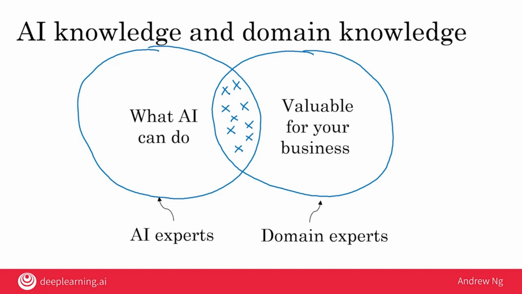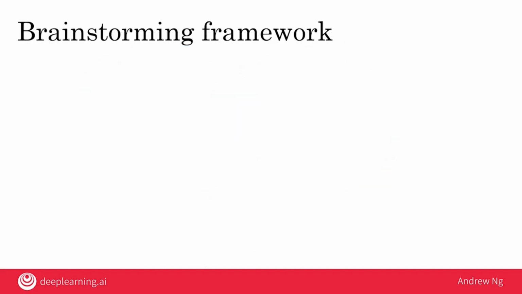So sometimes we also call these cross-functional teams, and that just means a team that includes both AI experts as well as domain experts, meaning experts in your area of business. When brainstorming projects, there's a framework that I've used with a lot of companies that I've found to be useful. So let me share with you 3 principles or 3 ideas for how you can have a team brainstorm projects.